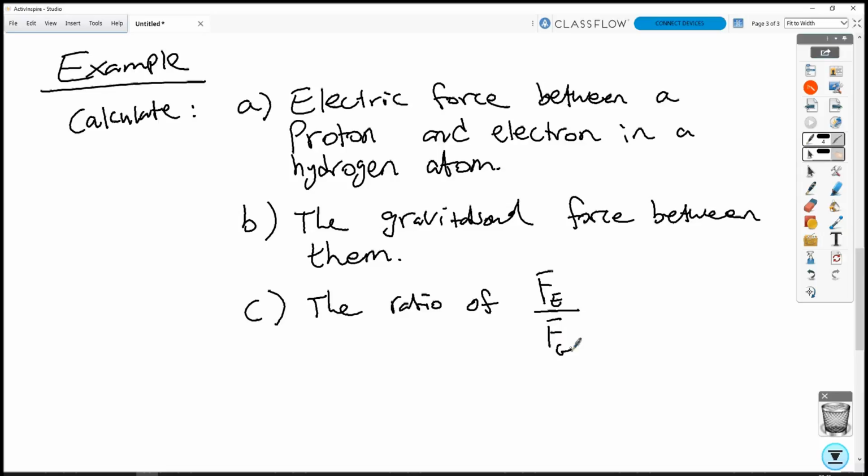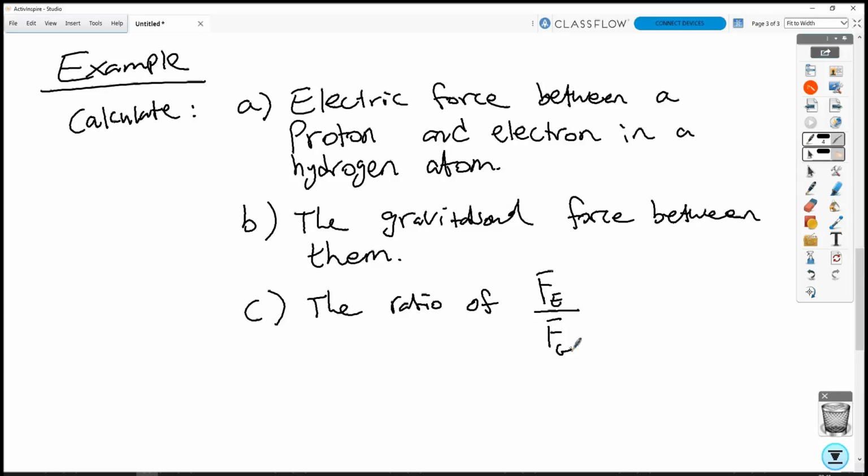Say for instance the question asked you to work out the resultant force between two electrons, let's say. Would you have to work out the electric force? Just use that equation. But would you also have to work out the gravitational force between them? Just use that equation. You're going to see why when we do this example. Q1 and Q2 will be the charge of a proton and the charge of an electron, right?